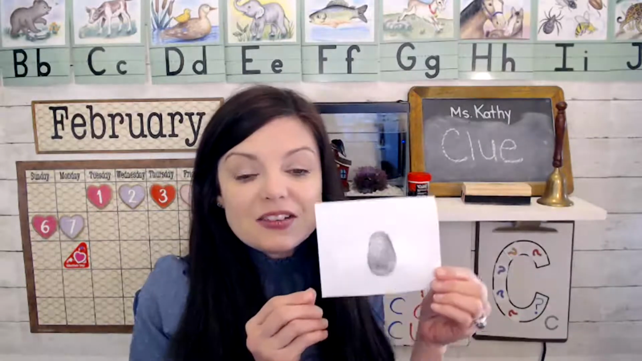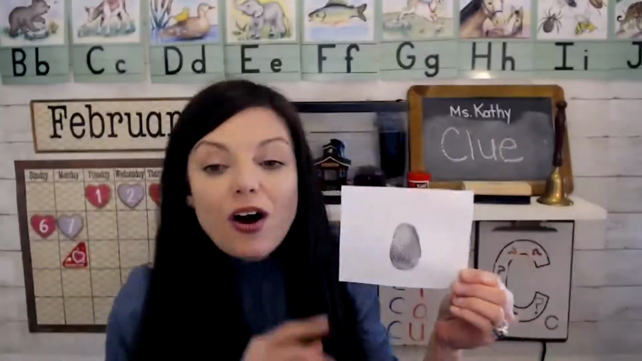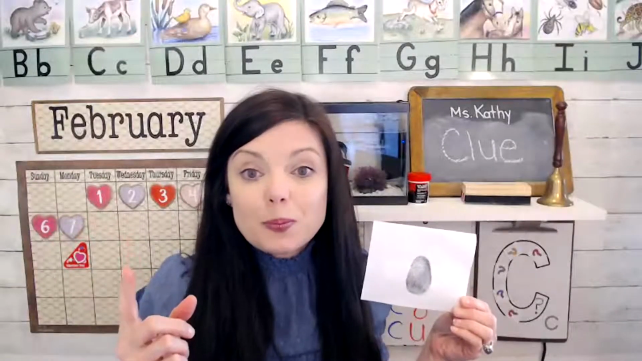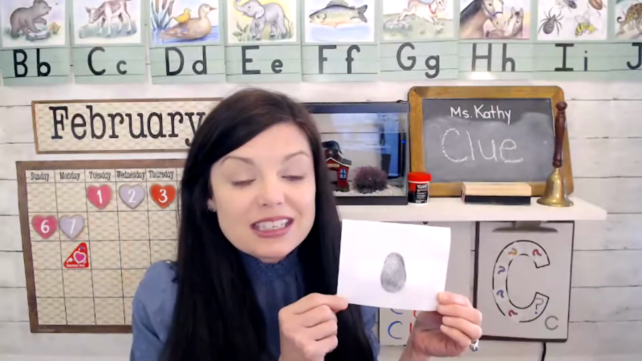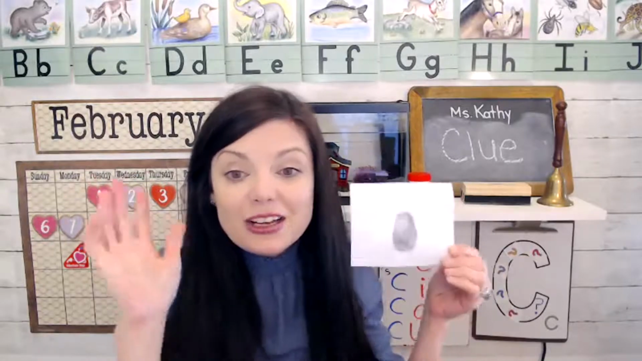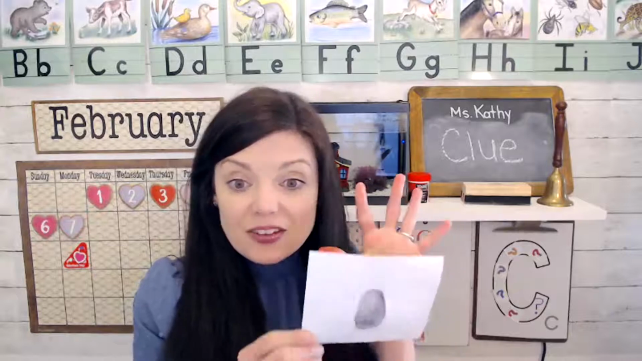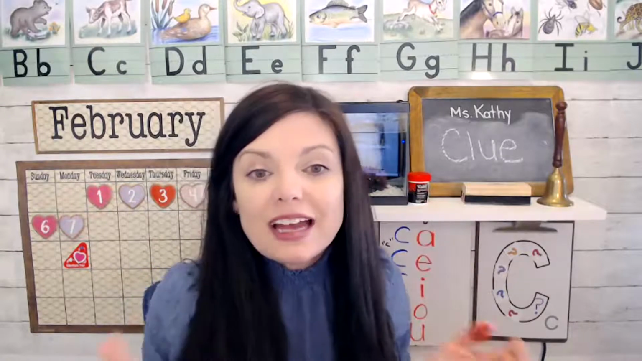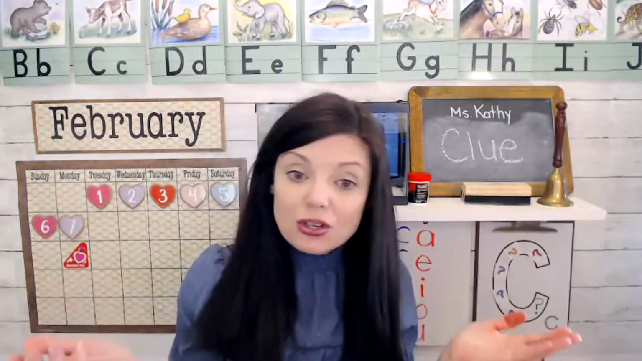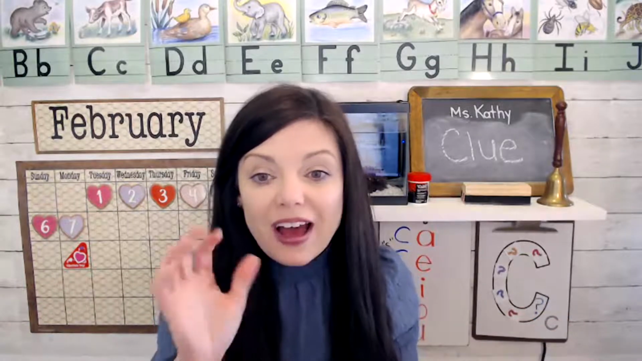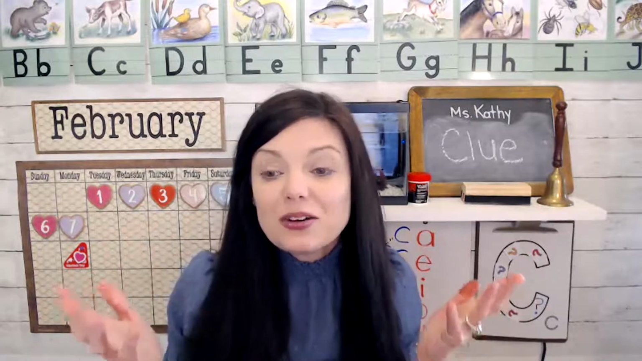I hid these fingerprints all around the classroom at different spots, and the kids would see a fingerprint and say, a clue, a clue. So we would read on the back what it says, and there are 5 of these. We were trying to decide who took my puppet Sue's cookies, so we had to put the 5 clues together and figure out who did it.